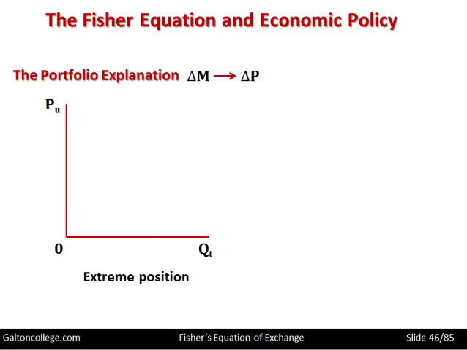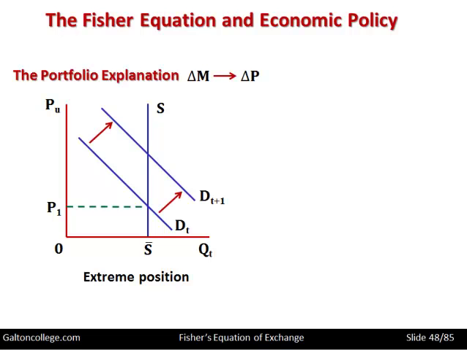Now, this is the extreme position here. So we have, let's say, a demand curve and a supply curve. I say it's the extreme position because you'll note here that the supply curve is vertical. For example, let's say the economy is at full employment. So the total supply in the economy is fixed. If it's fixed, it's a vertical line. Now, given the demand, then the price level will be P1.